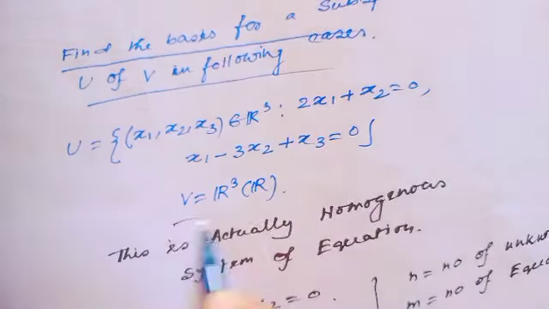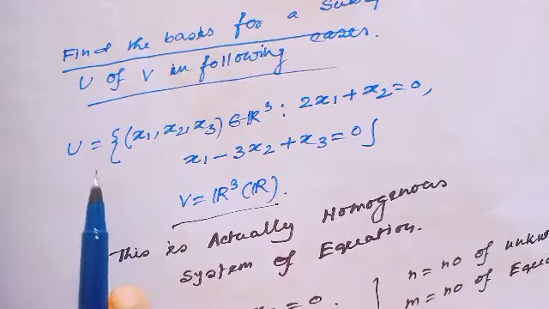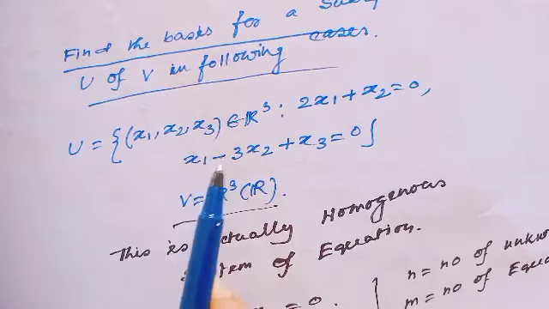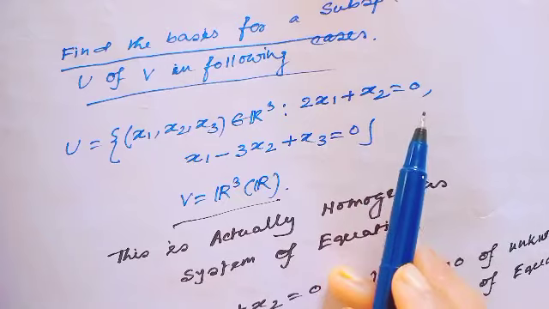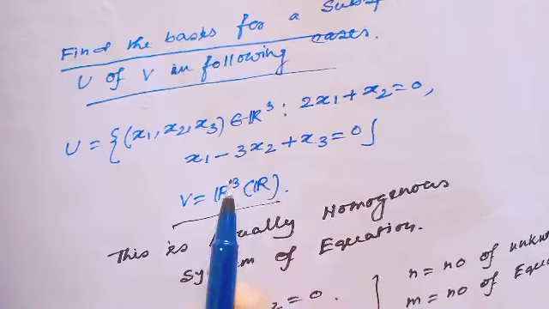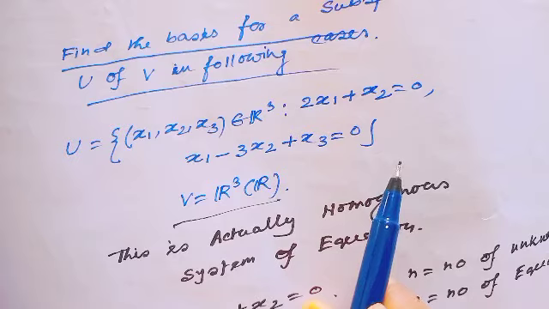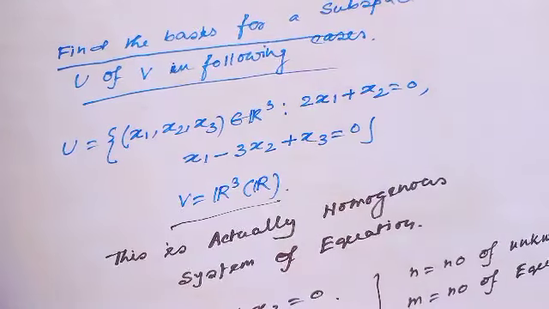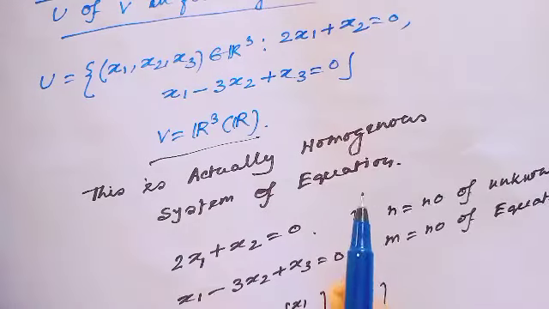Consider the vector space R3 with the field R. Then the subspace U is equal to the set of those (x1, x2, x3) belonging to R3 such that 2x1 plus x2 equals 0 and x1 minus 3x2 plus x3 equals 0. This is obviously a subspace of R3. This is actually a homogeneous system of equations.